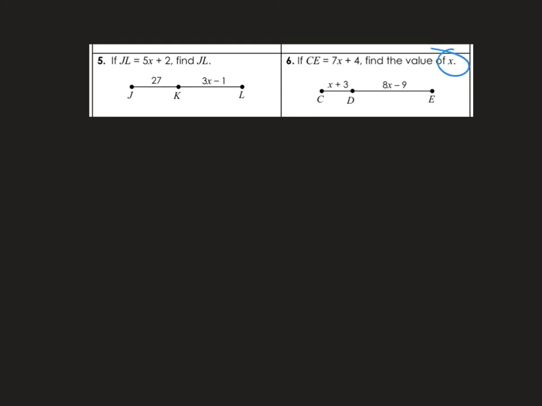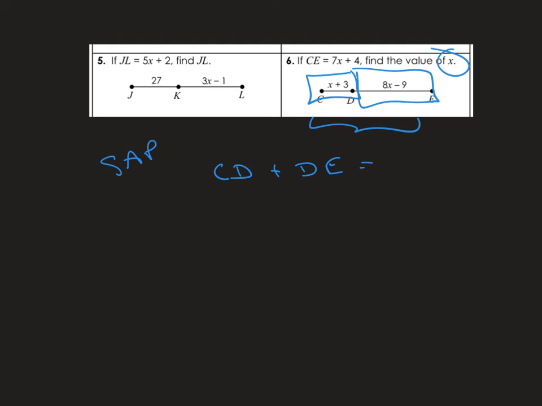Find the value of x. All you need to do is finish out with x is. So how does the segment addition postulate apply to this problem? I think if we took CD, right, this part here, and added that to DE, this part here, we should get the length of the whole thing, which is C all the way to E.